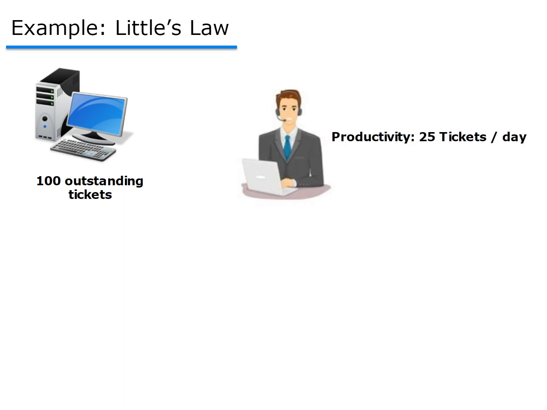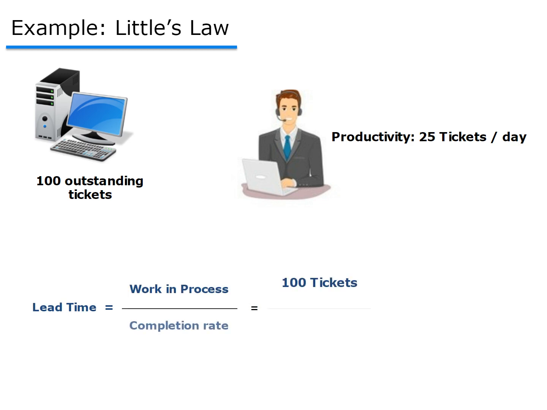The help desk closes 25 tickets a day on average. Here, the help desk can predict and advise people raising tickets that it will take approximately 4 days to have the IT issue resolved. This was calculated from the number of work in process or tickets in the system, that is 100, divided by the completion rate of the help desk, which is 25 per day.